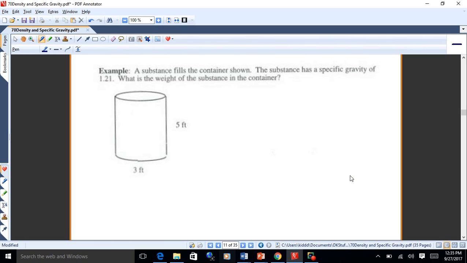I thought we were supposed to do both of those. Because the stuff that's in this container has a specific gravity of 1.21 and times the weight of water. I did specific gravity. Is there an error to this? Times the water.